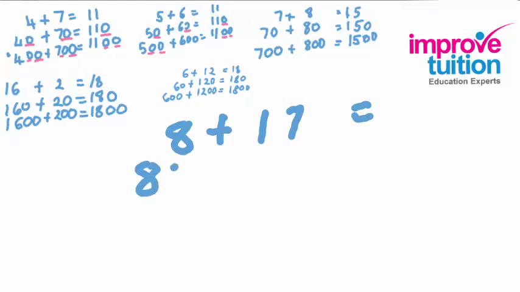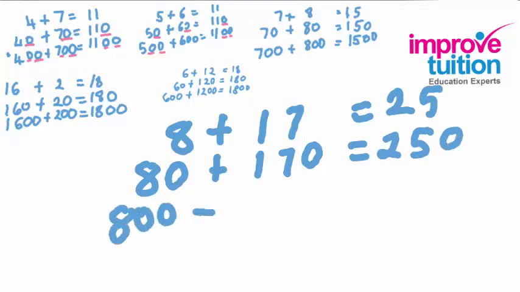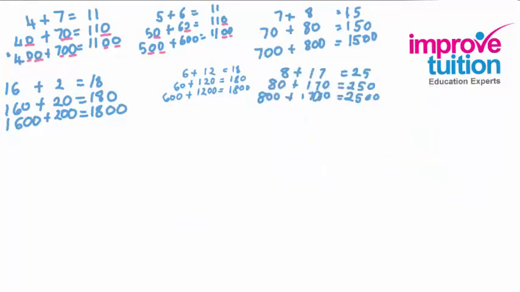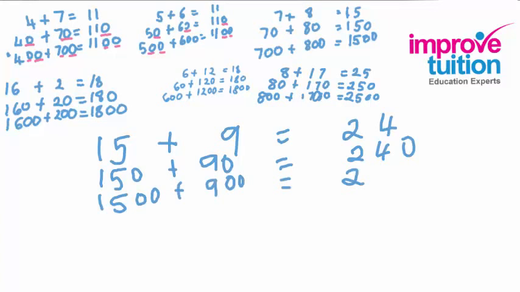If we've got 8 add 17, then 80 add 170 equals, well 17 add 8 is 25, 170 add 80 is 250, 800 add 1700, well that's 17 add 8 is 25, add 2 zeros. 15 add 9 is 24, so 150 add 90 will be 24, add a 0. 1500 add 900 will be 24 and add 2 zeros.